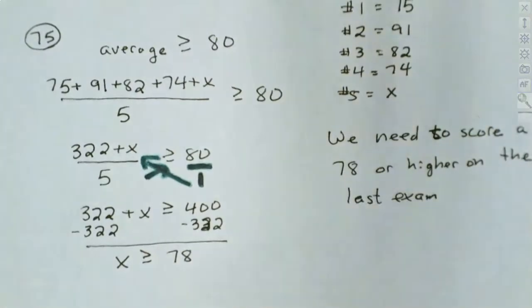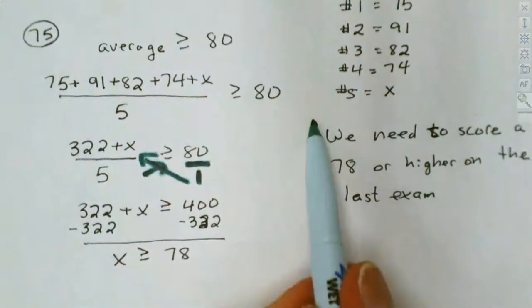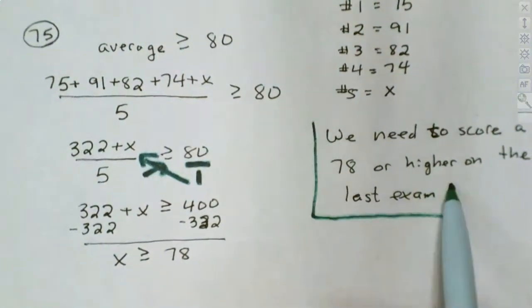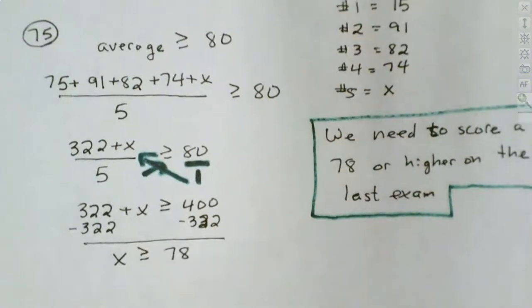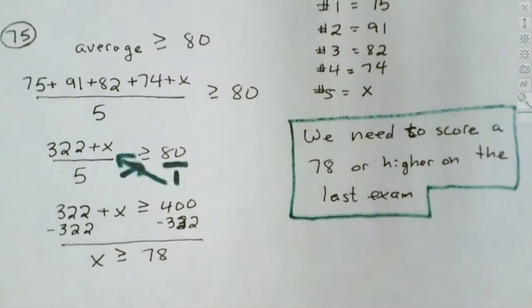So we need to make sure we get a 78 or higher. As long as we got a 78 or higher, then we would get a B in the class. So we rewrote it up. We used our average. We worked through that one. We talked about what the average was. And then we rewrote it in terms of words so we could understand it better.